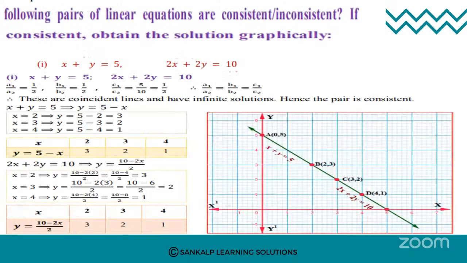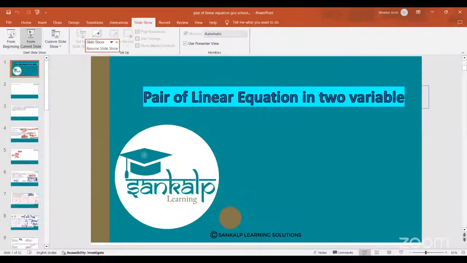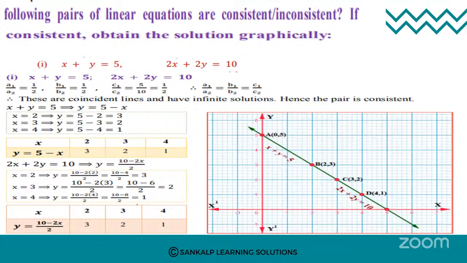Next, we'll solve one question by graphical method. Following pairs of linear equations are consistent or inconsistent. If consistent, obtain the solution graphically. This question can be asked for 5 marks. Graphical method, 100% graphical method and 5 marks.